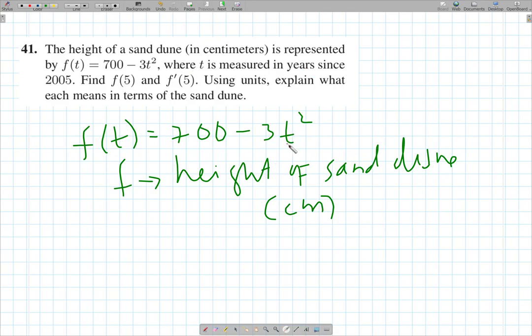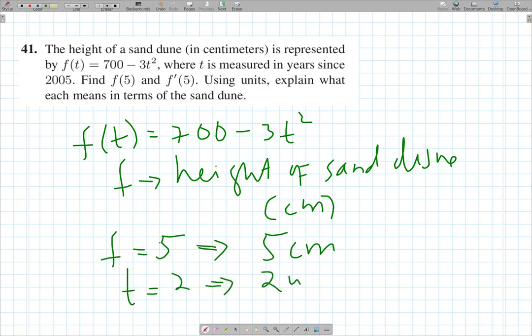Let's say, for example, we have our f equal to 5. Ang ibig sabihin yan, class, that is 5 centimeters. Kung meron tayong t, let's say 2, ang ibig sabihin niyan 2 years. Can you follow? Okay, again, f is the height of the sand dune measured in centimeters, and t is time, measured in years.